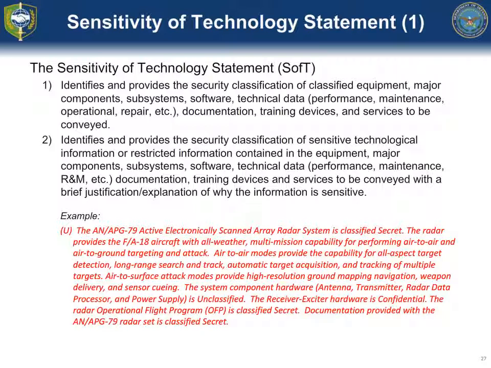So the important information is at the bottom after the description. The system component hardware is unclassified, the receiver exciter hardware is confidential, the OFP is classified secret, and the documentation provided is classified secret. So we have a detailed listing of what is classified about the equipment and the information aboard it.